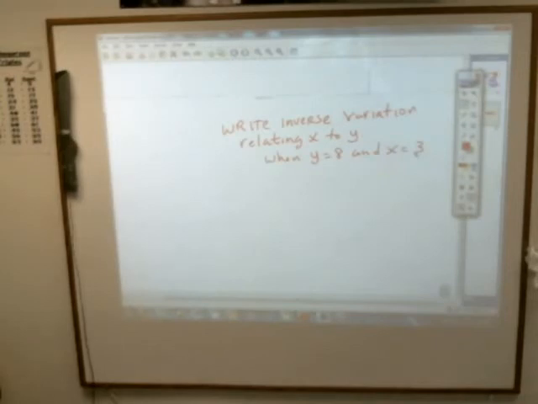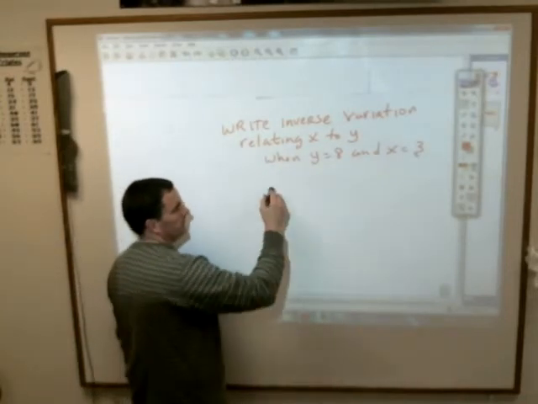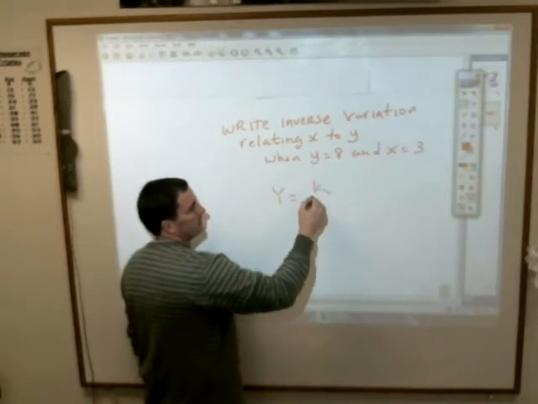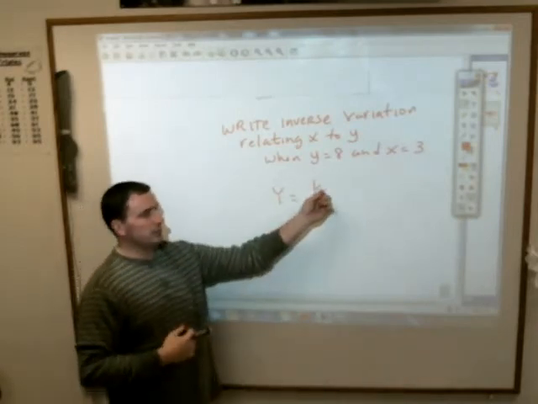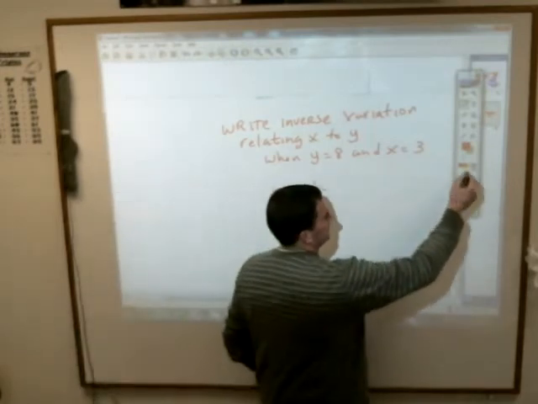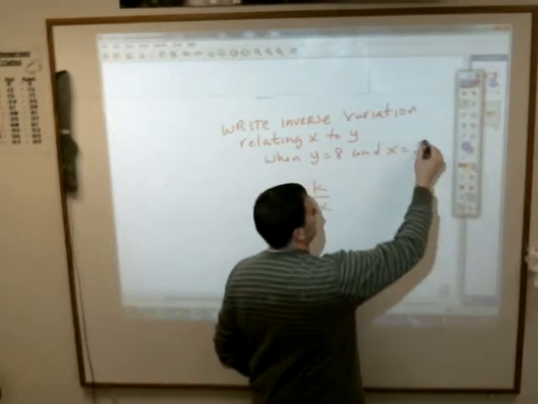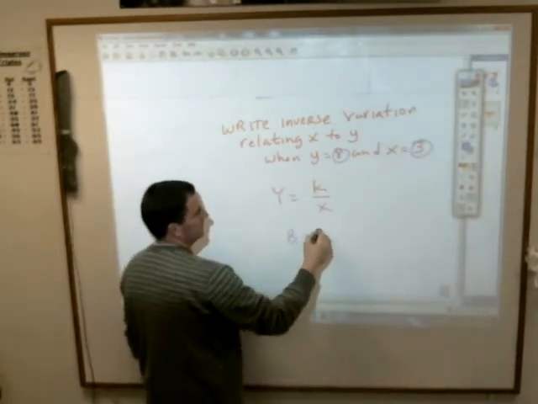Now this one, since you're only given the y and the x and you're supposed to write the relation there, you think of that little thing I give you, y equals k over x. Plug in the numbers because you want to figure out what the letter k is. So if you do that, and you stick these numbers in for x and y equals 8.